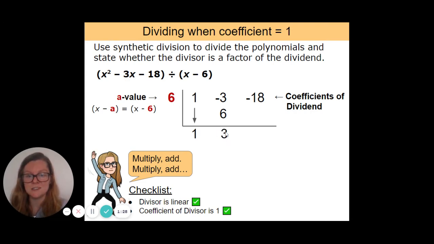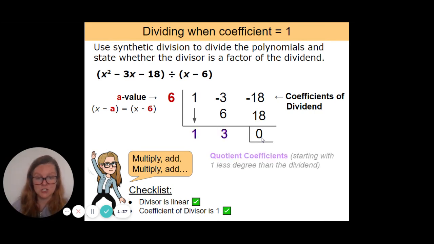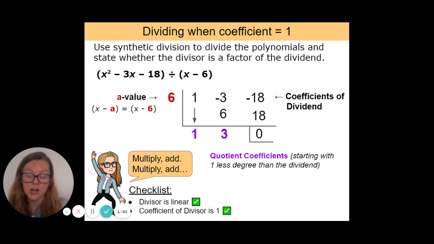So again, multiply 6 times 3 will give you 18. Add these two together, you're going to get 0. This 0 right here is going to be your remainder. So because we have a remainder of 0, we are not going to have to write it as a fraction. And furthermore, these numbers down here are going to be your coefficients of your answer.